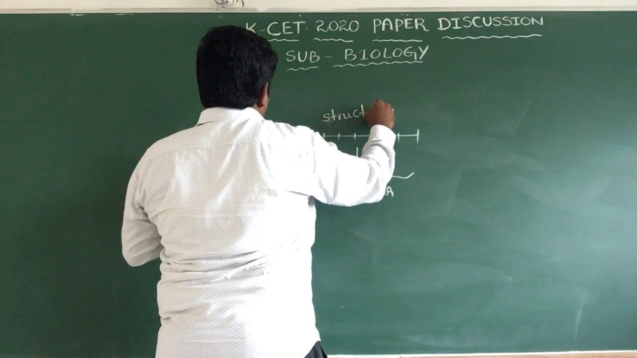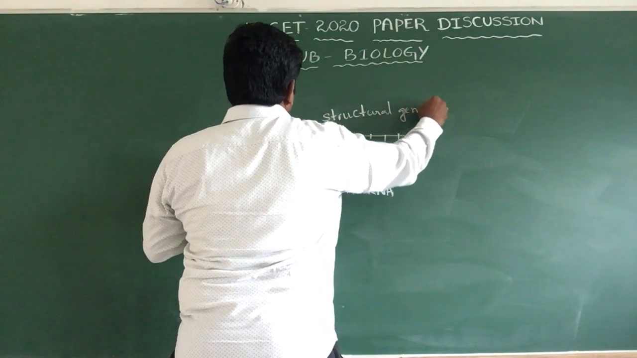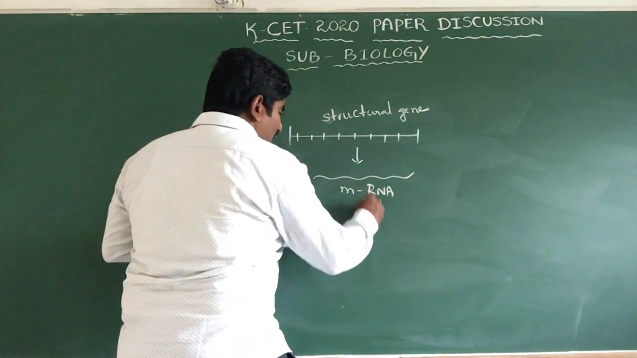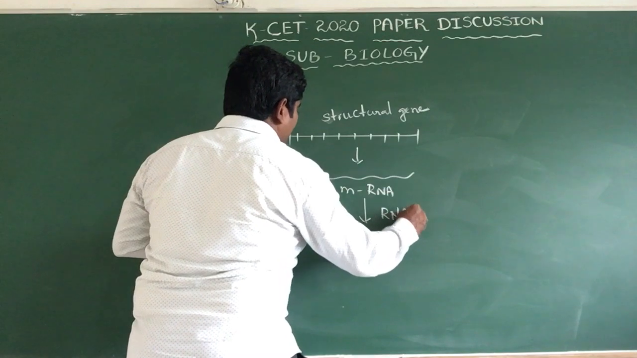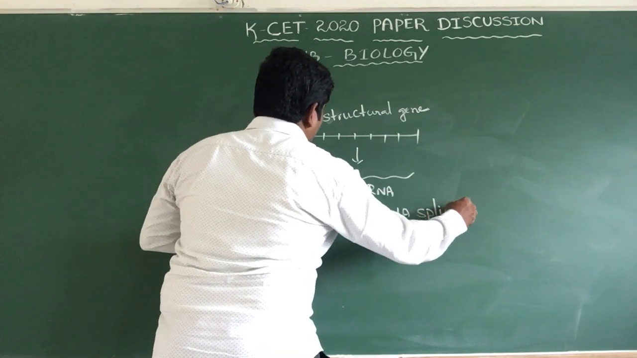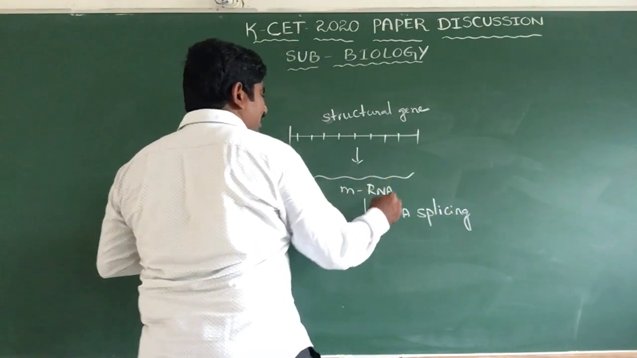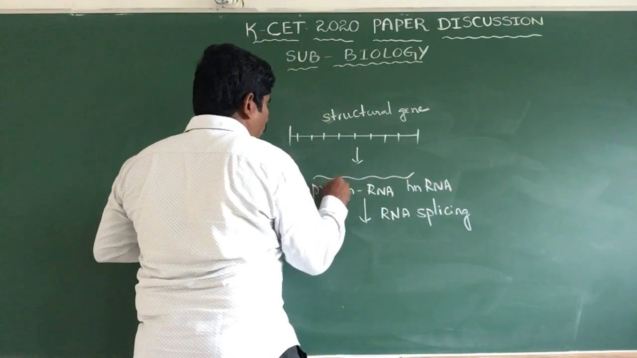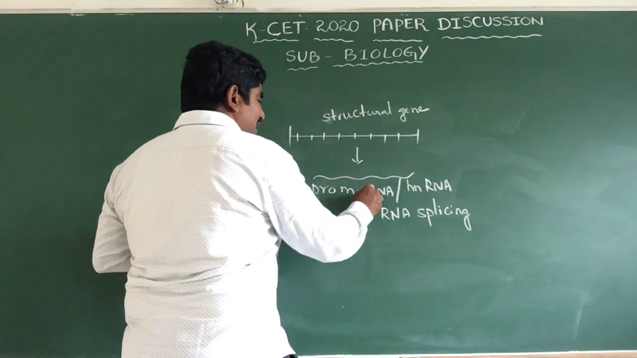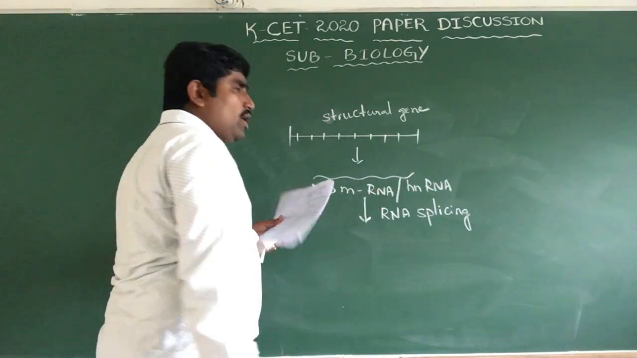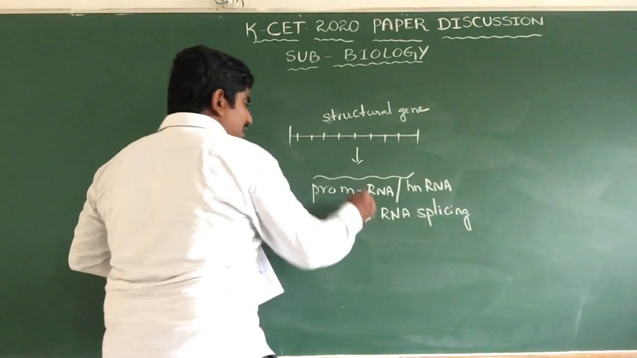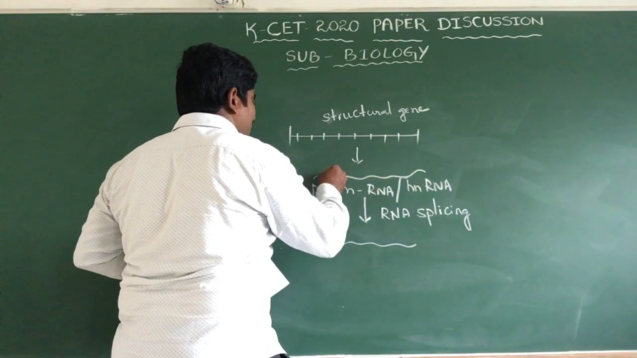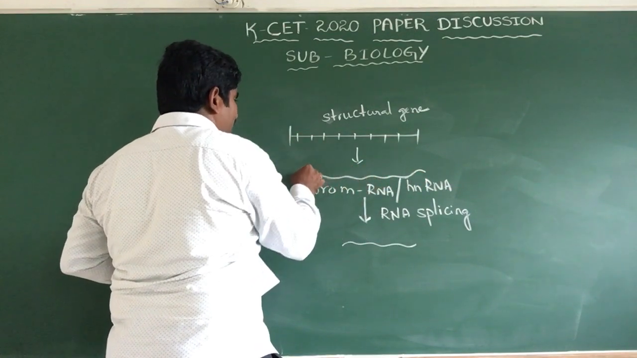The structural gene is copied by mRNA complementarily. Later, the mRNA undergoes a process called RNA splicing. Actually, this is not called mRNA, it is hnRNA. This is also known as pro-mRNA or hnRNA. Then RNA splicing happens. During this RNA splicing, what will happen? Introns will be removed, so that the size of the mRNA will be decreased. Now you can see this is mRNA or hnRNA, the same size as the DNA.